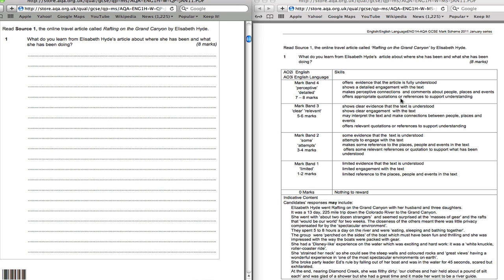Offers appropriate quotations or references to support understanding. So basically here, offers appropriate quotations. I mean, that word appropriate basically means you're not only picking out something that's very relevant, you're also picking out something that's concise. That's really important. You're not going to pull out whole chunks of text as you go through.